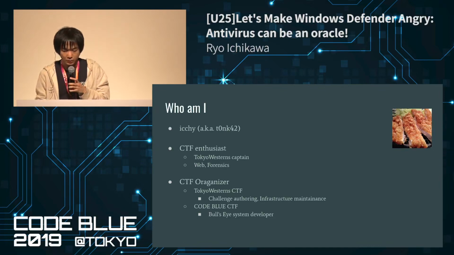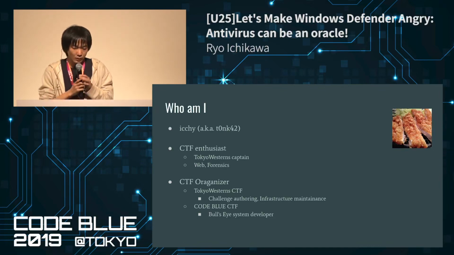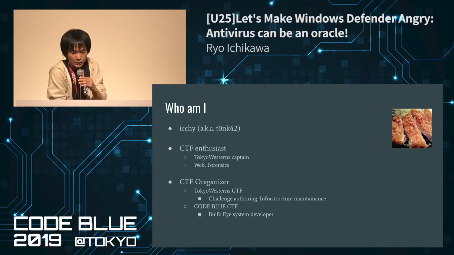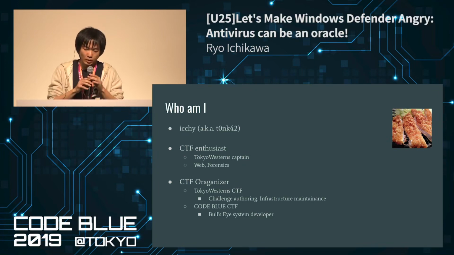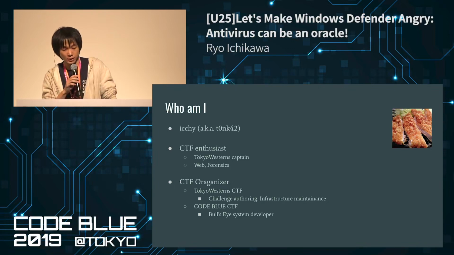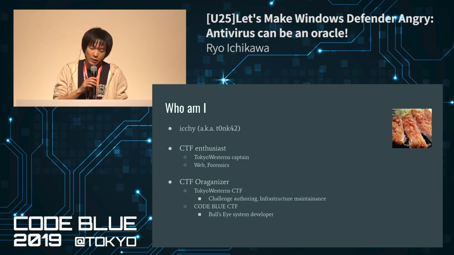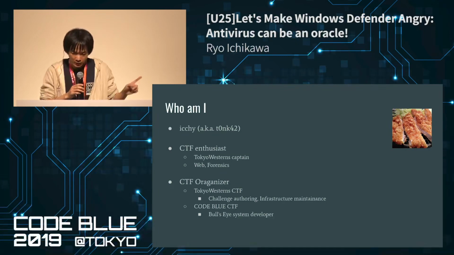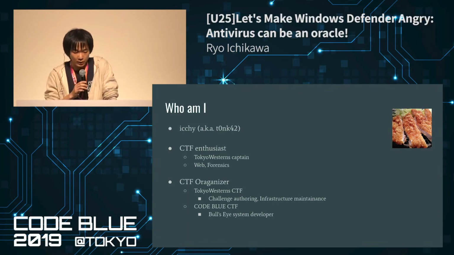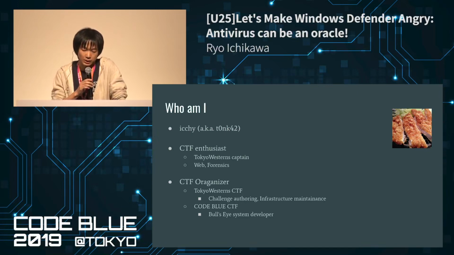I'd like to give you a brief introduction of myself. I'm Ichi, this is my screen name. Captain of the Tokyo Westerns CTF team, mainly working on web and forensic stuff. We, Tokyo Westerns, are also organizers of two CTFs, Tokyo Westerns CTF and Codeable CTF. As you can see, Codeable CTF is at this conference. Codeable CTF employs a non-standard CTF format called Bullseye. In Bullseye, we evaluate the accuracy of submitted exploits, and the exploit with higher accuracy will get higher points.